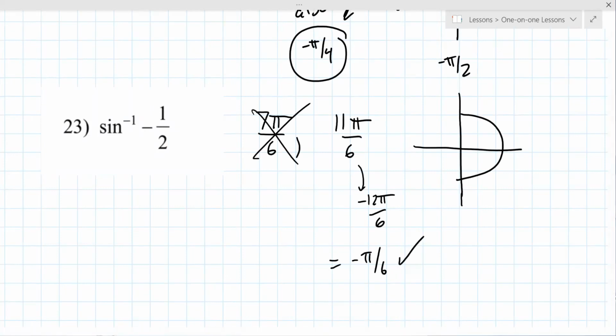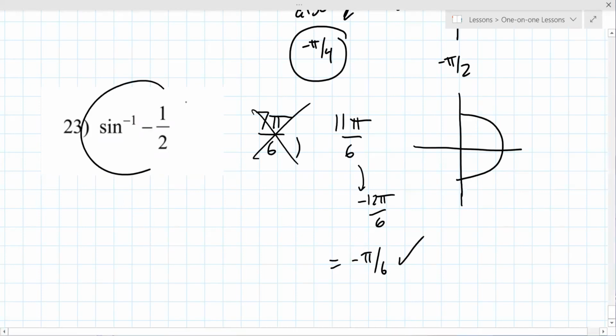All right, we're going to stop here. The rest of these are here, but there's also another way you can do this: you can use your calculator and then convert. If you do it in degrees, you can convert from degrees to radians. When you did this one, your calculator gives you minus 30 degrees, and you can multiply by pi over 180 if you need it in radians.